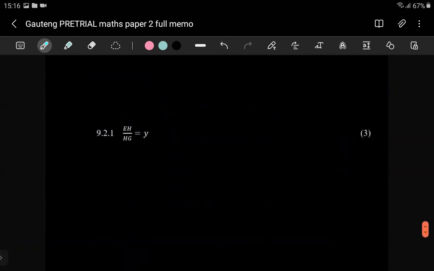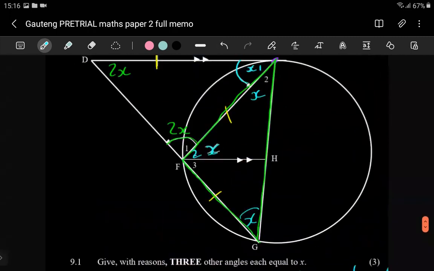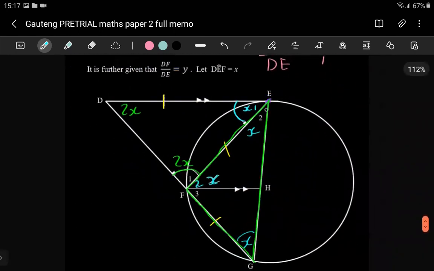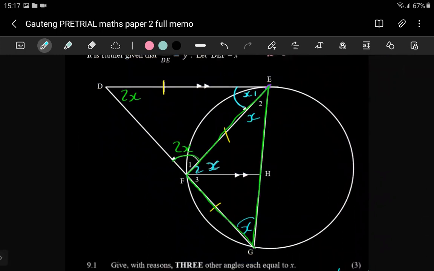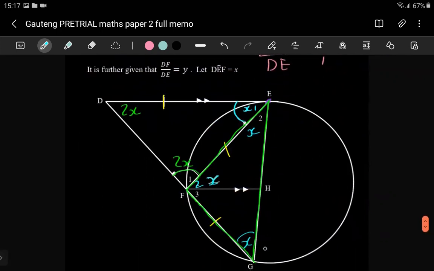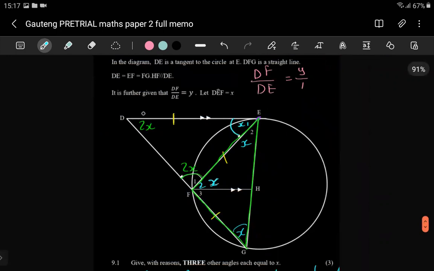So the next one says we should prove 9.2.1: EH over HG is equal to Y. So I'm assuming I have to prove that. That's the only thing that makes sense here. EH over HG. Where is EH? Oh, EH over HG. Okay, the other one we had was DF over DE. But that doesn't really mean a lot.